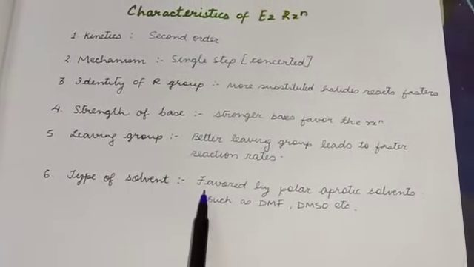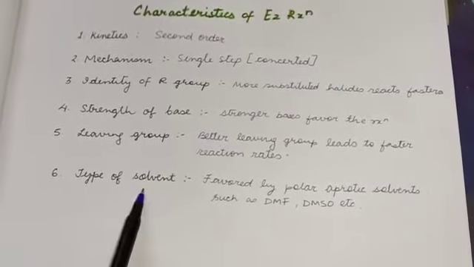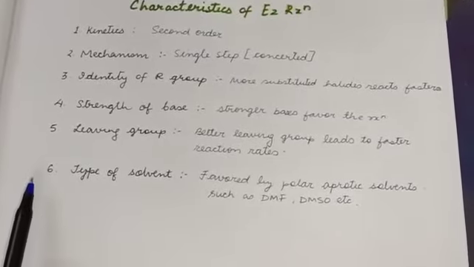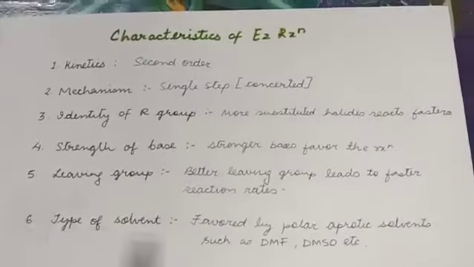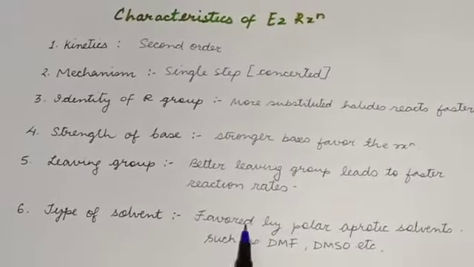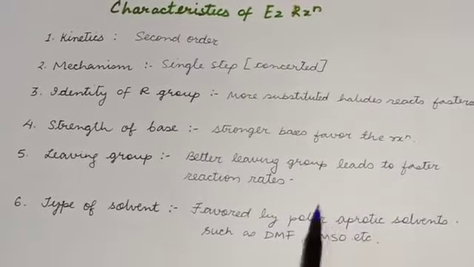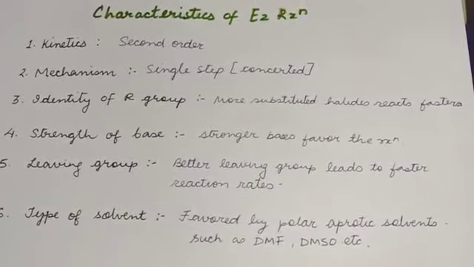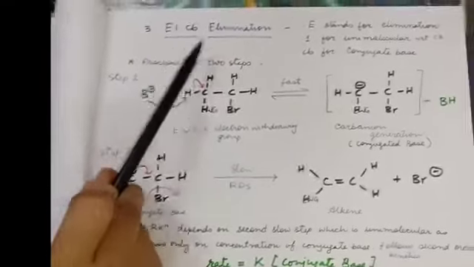And when it comes to types of solvent, here the transition state is totally uncharged, unlike the E1 reaction. So it is favored by a polar but aprotic solvent such as DMF or DMSO, etc. So third is E1CB elimination.